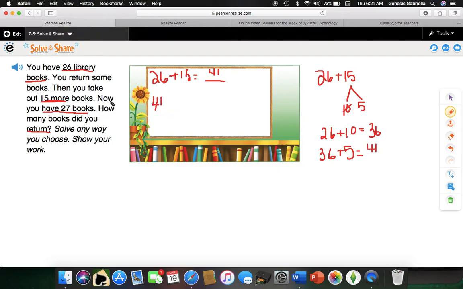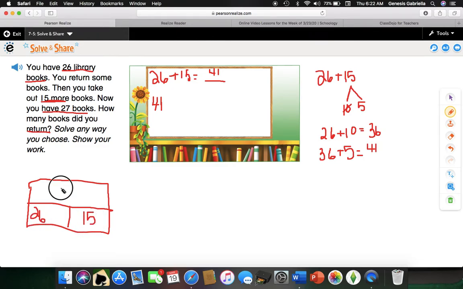And so now you have 27 books. How many books did you return? So we're trying to figure out how many books I returned. So I know this is a whole and this is a part. And we know when we're missing a part, we are going to subtract. So let me go ahead and write down this first unit bar for my first equation. So we know my first equation unit bar it's 2 parts, which is 26 plus 15, which got me 41.